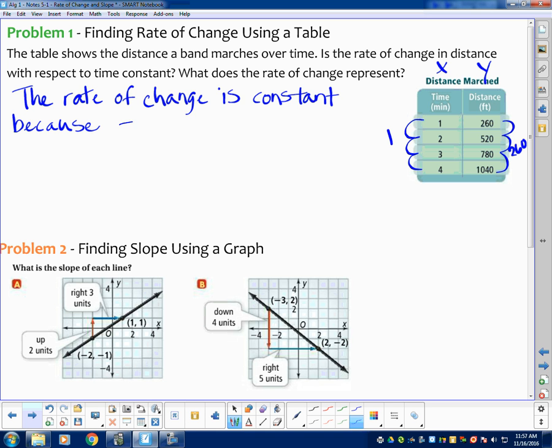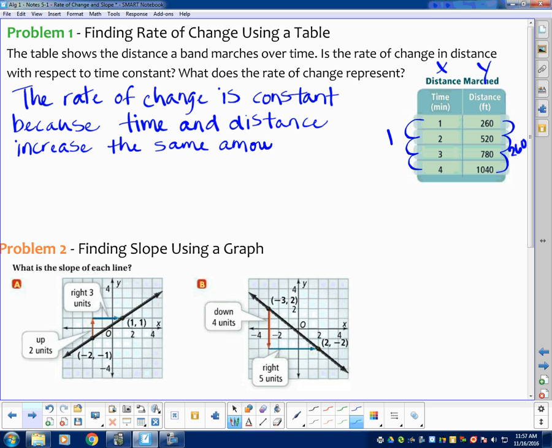Because time and distance increase the same amount each time. Okay?